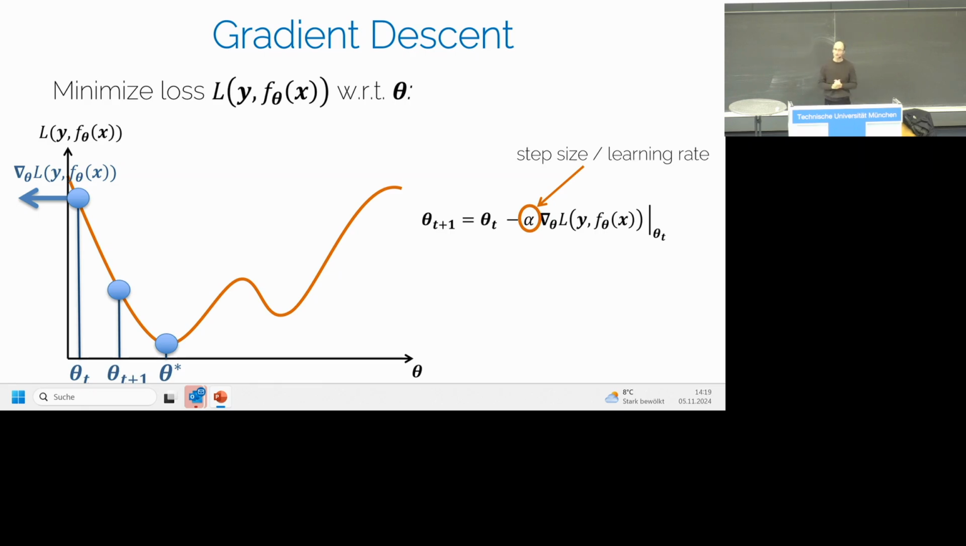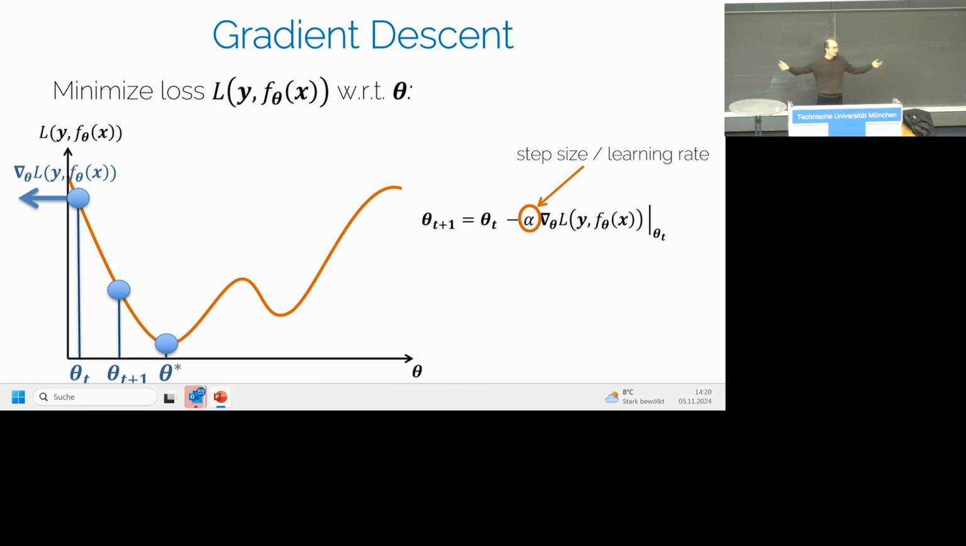If you take a too large alpha, you will jump beyond the minimum, and then you will see things start oscillating. And if you plot the loss function, it will not be going down, but it might actually be going up, right? Then you see something is fishy, and that might be an indicator that your learning rate is too large. And so you need to choose it appropriately.